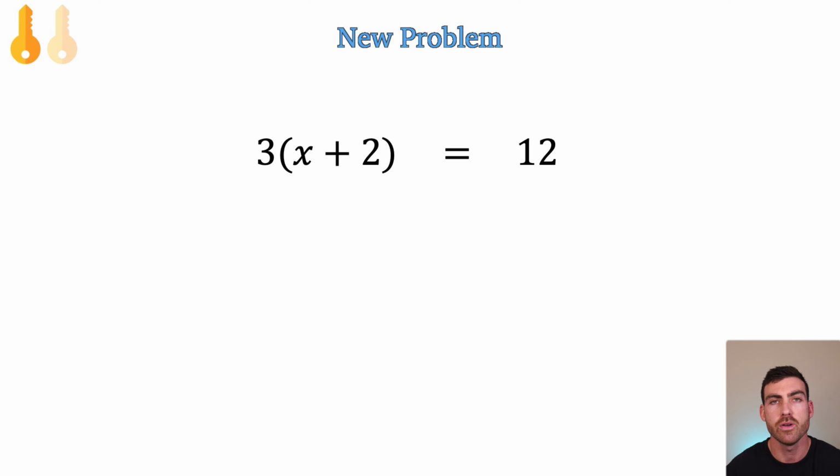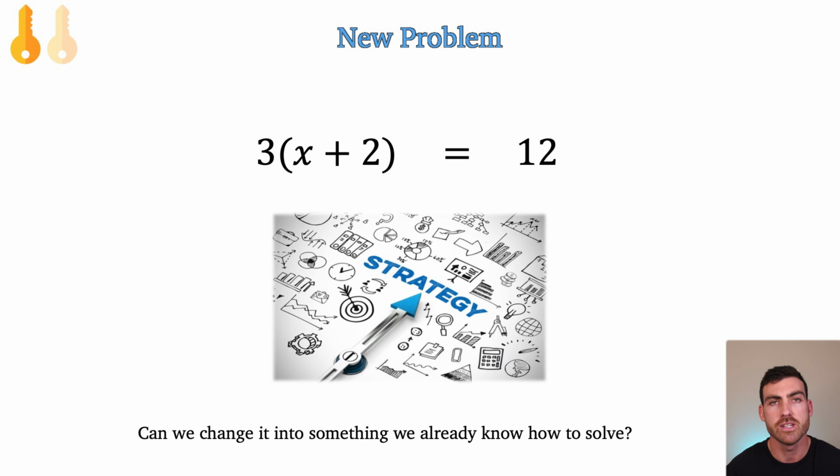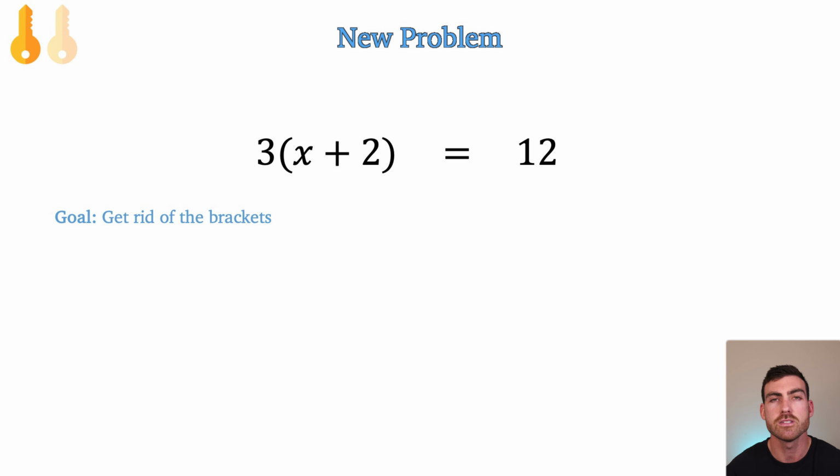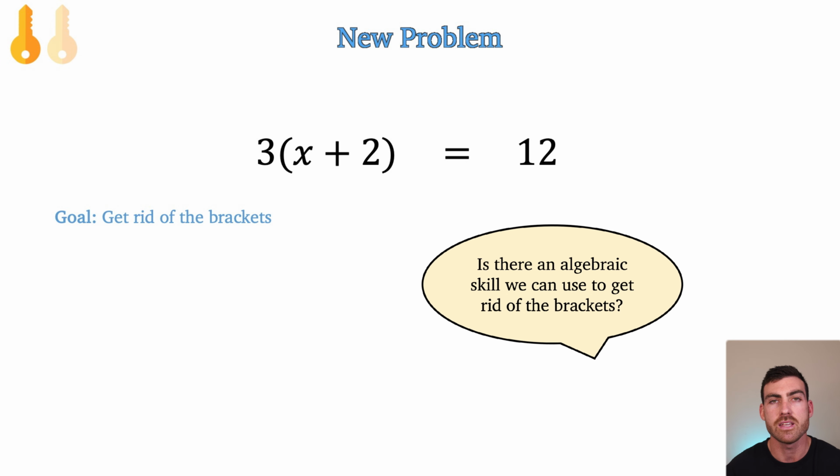So far, we don't know how to deal with brackets in an equation. When mathematicians were faced with new problems, they had a simple idea. Can we change it into something we already know how to solve? Let's look again at the equation. We've done plenty of equations without brackets, and we're pretty confident with those. So here's the goal. Can we get rid of the brackets? Is there an algebraic skill we've learned that lets us do that?